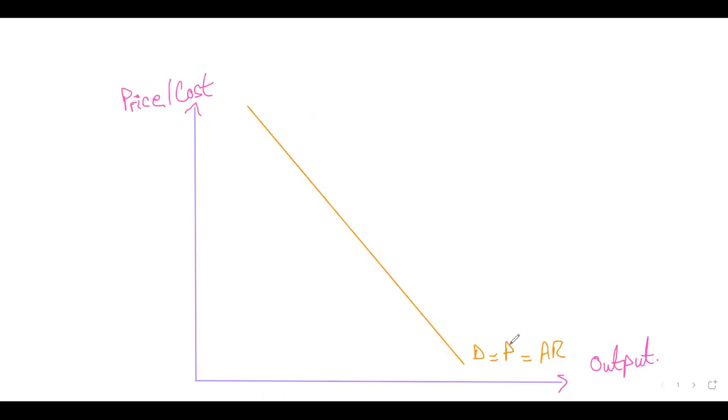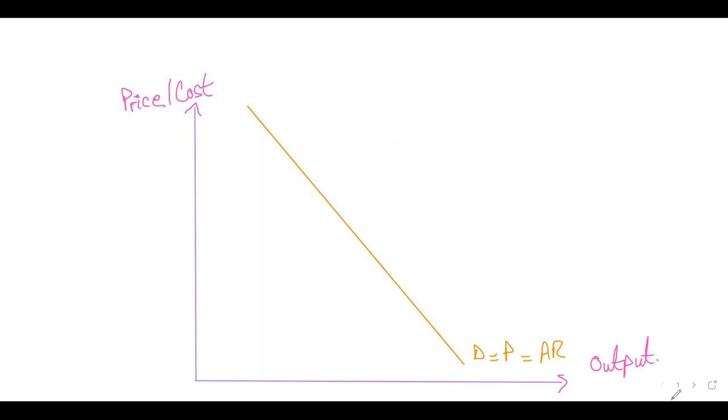What comes to your mind when I say average revenue? Revenue divided by output. Excellent, right? I'll just add the word total to it, but whatever you said was absolutely correct. So total revenue divided by total output is basically your average revenue. Exactly. So always remember, price per unit is your average revenue.